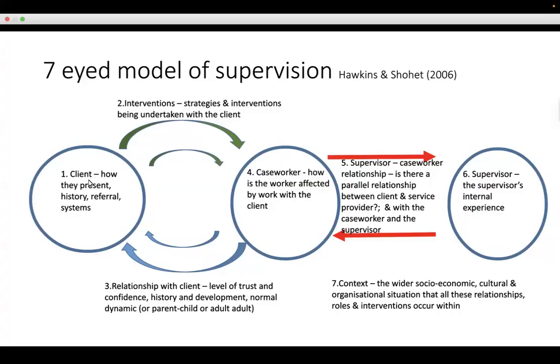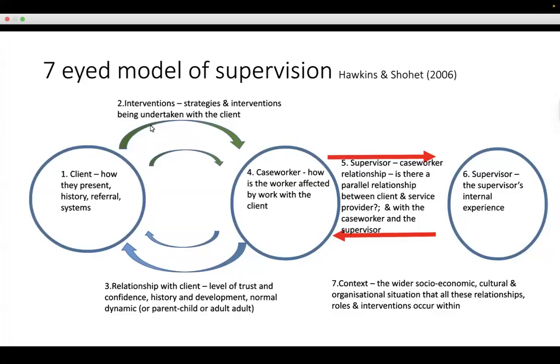The first of these modes is the client. And this is really just about the client broadly. You are thinking about the client, how they present their history, things such as the referral, how did they come to you, and the broader system underpinning their issues or the problems you've been working on with them.